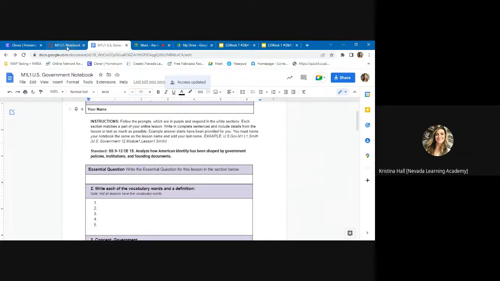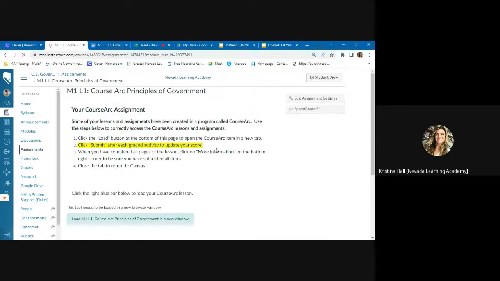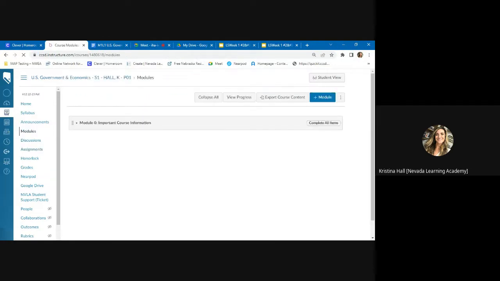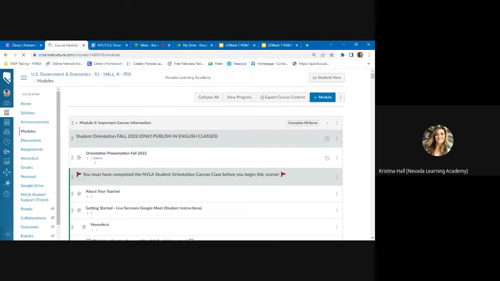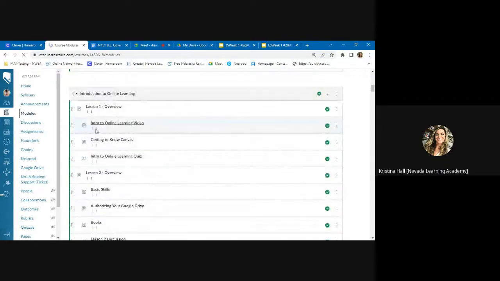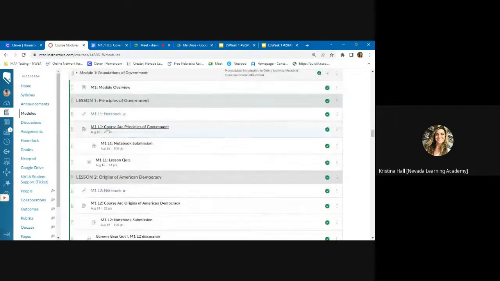Then you click back over into Canvas and click through. Now, every time in the lesson, you're going to have this Course Arc. When you look at the module, there are basically 3 things you complete in a lesson. You complete the notebook and the Course Arc. Let me scroll down here. The Course Arc, which we're going to launch in a second, is worth 21 points, and you complete the notebook. You do these basically at the same time, and then you do the lesson when you're done.